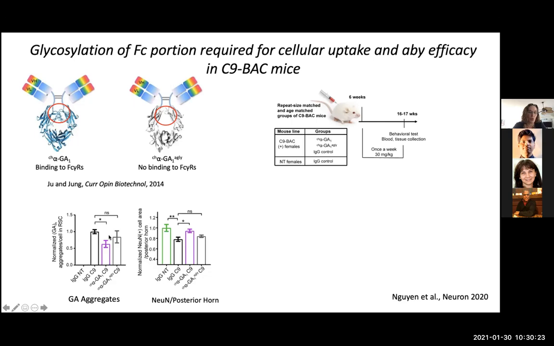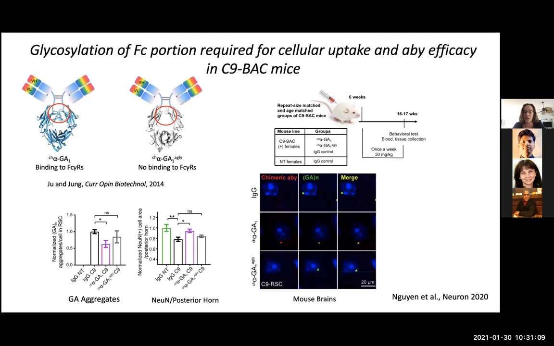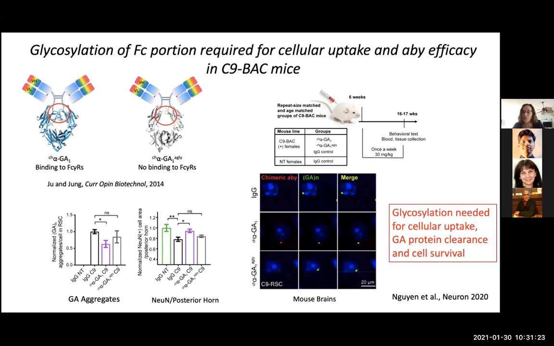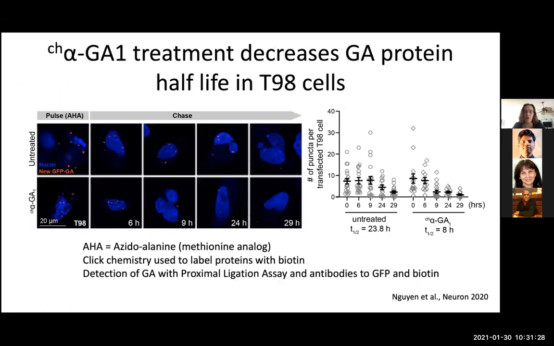Here we show that the glycosylated antibody, as previously shown, reduces the GA aggregates, but the aglycosylated antibody does not. And we showed that the loss of neurons in the posterior horn that's seen in the C9 mice treated with IgG alone was reduced when treated with the glycosylated GA1 antibody, but we didn't get a significant improvement using the aglycosylated antibodies. So the glycosylation is important. And then we show that the glycosylation is important for the co-localization in the cells to the GA aggregates. So glycosylation is needed for cellular uptake, for GA protein clearance, and also for cell survival.